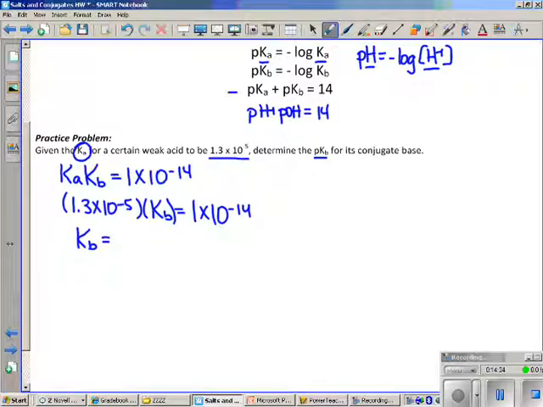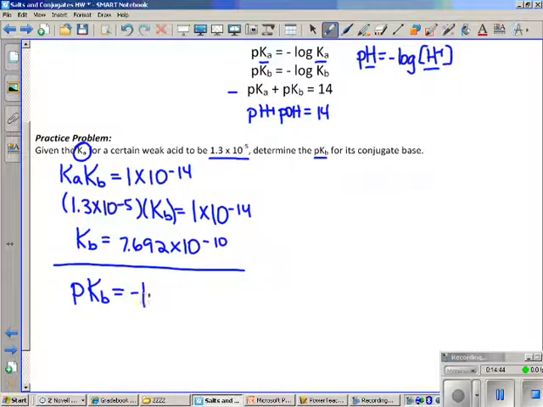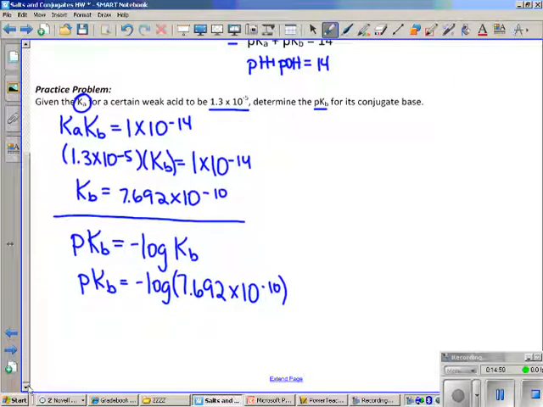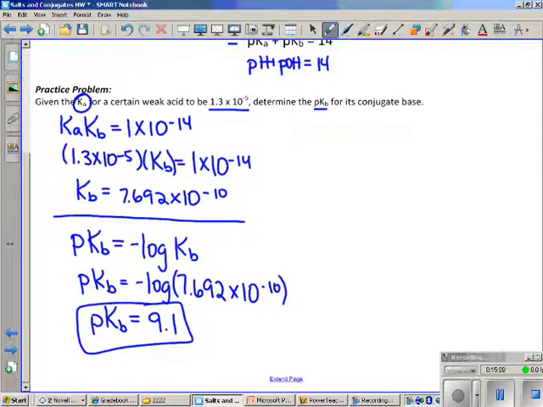And then I'm just going to divide that over, and I get a Kb value of 7.692 times 10 to the negative 10. Okay, that's the first part of my problem. Now I'm going to do that pKb equals the negative log of Kb. All right, so pKb equals the negative log of 7.692 times 10 to the negative 10th, like that. And plug that in my calculator. Can't do that in my head. And I end up with, to 2 sig figs, 9.1.